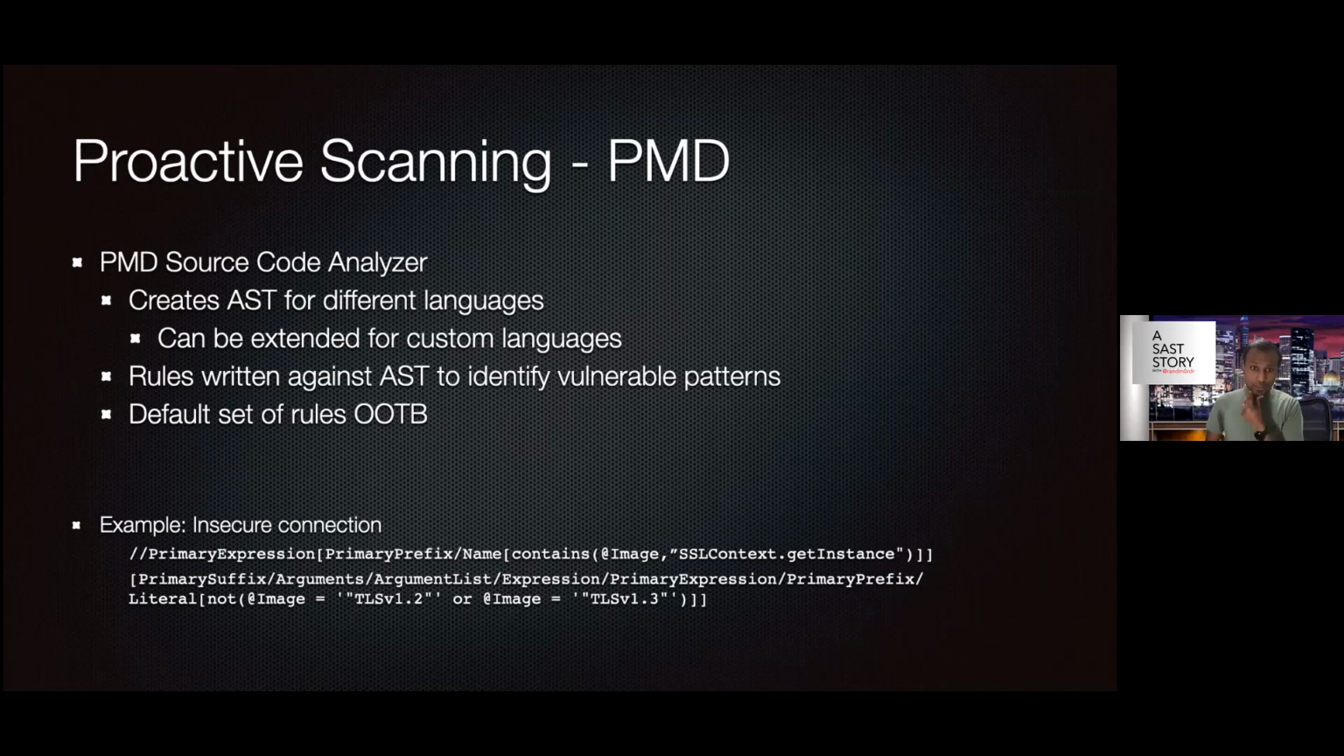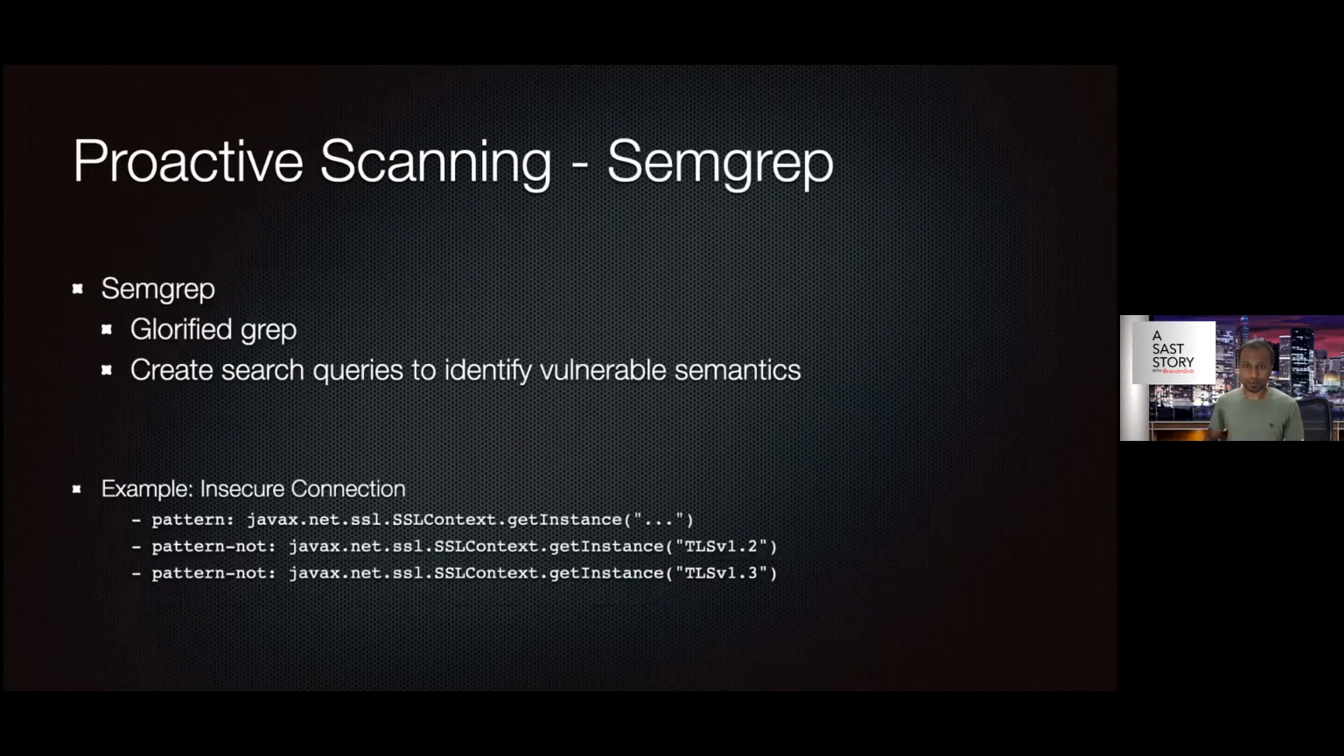This is a structural rule, again, for the same thing. It's looking for SSLContext.getInstance in the Java code, and it's looking for cases where you're not using TLS 1.2 or 1.3. So the rule does look a little more complicated than grep, obviously, but the nice thing is PMD also offers what they call a rule designer that actually parses any sample code that you provide, and it gives you the AST structure. So you don't have to actually remember all those constructs in that rule. It's pretty straightforward to write the rule.